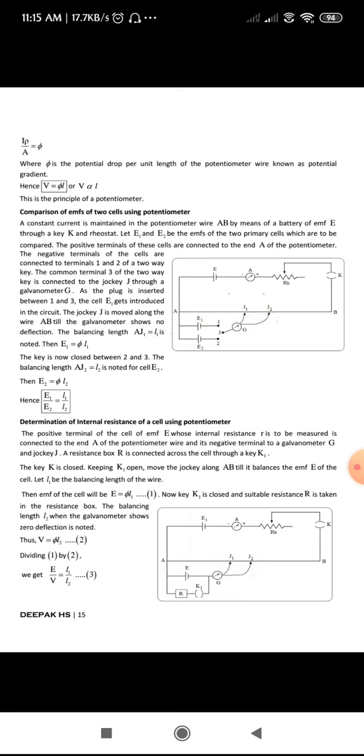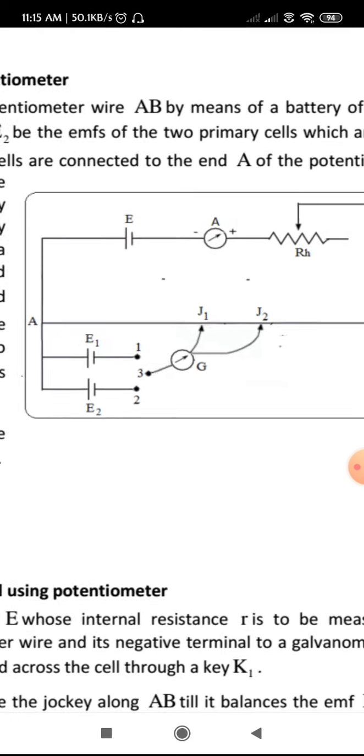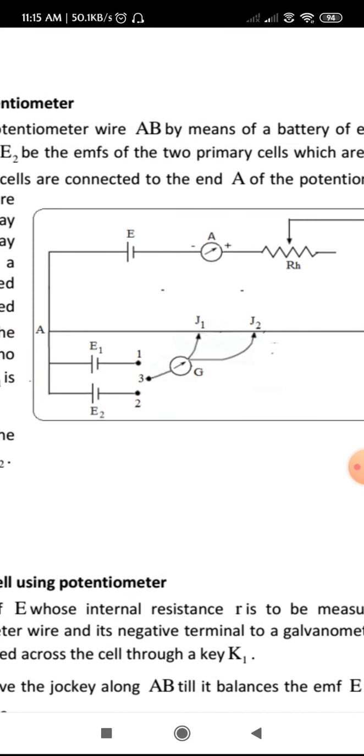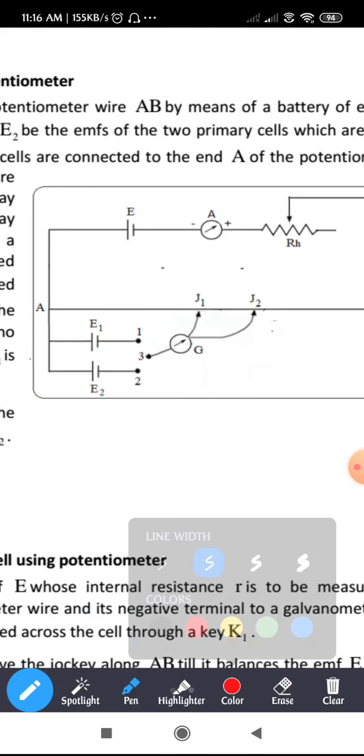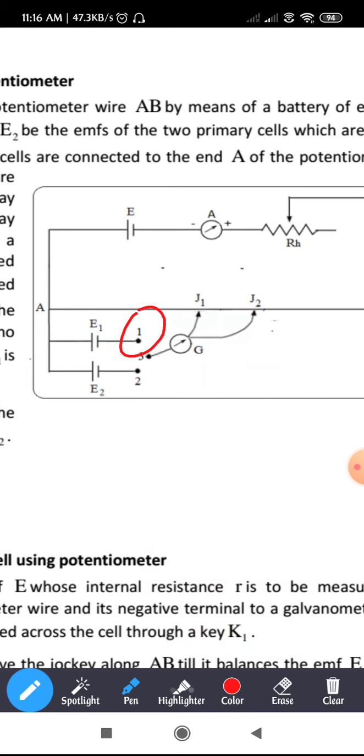Okay, so see here, what we are going to do is, first of all, I said that the negative terminal of the cells E1 and E2 has been connected to a two-way key, right? So there's a two-way key, and the negative terminal of the first cell has been connected to 1, and the negative terminal of the second cell has been connected to 2, and the third terminal has been connected to the galvanometer here.